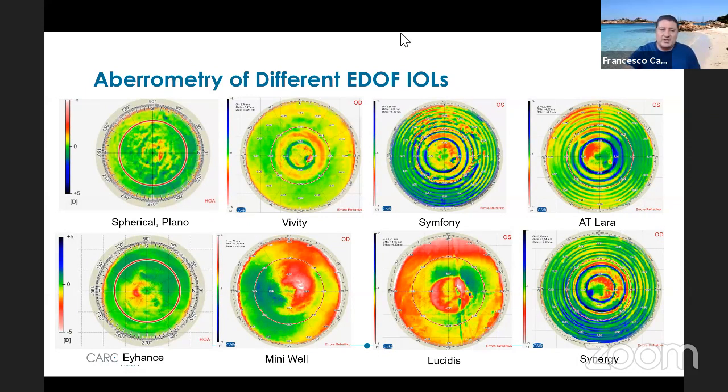Because if we start from this lens that is a spherical lens set to plano, and as I said, this is just background noise, and we compare this dioptric power measurement to that of a diffractive IOL like here, it's kind of obvious to understand how these patterns deliver more halos and night vision problems than a monofocal lens.